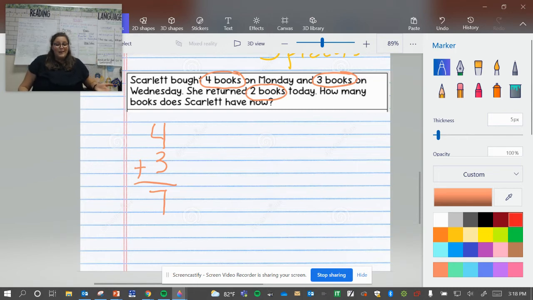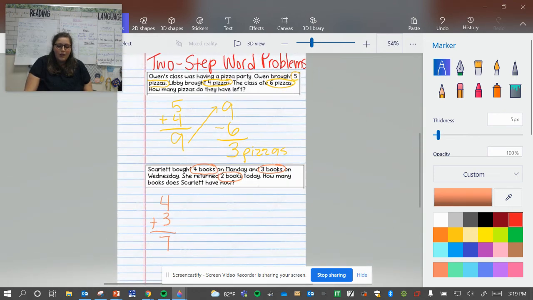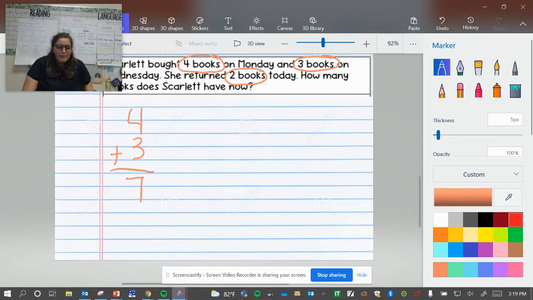Okay, now who remembers? I have something else happening in my problem. It says how many books does she have now? But something else happened in there. So I'm not done with my problem, am I? Nope. So who remembers what happens with this number? Look up here. What happens? It becomes the beginning of my next problem. Okay, so she's got 7 books. We've got that right here. She has 7 books. She returned 2 books today.